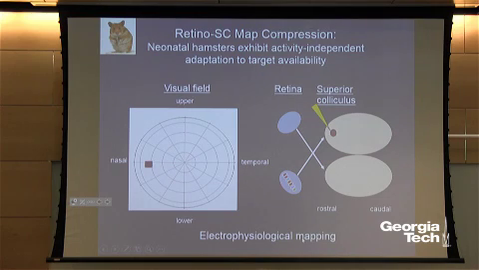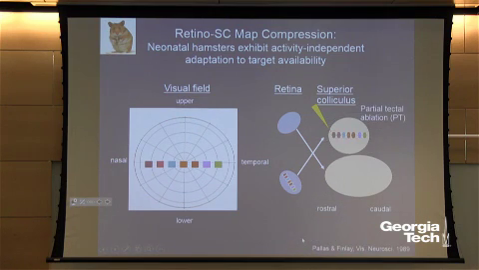So if we were to move our electrode along to different locations in the tectum, we would find that we would get a progressively different location of the visual field that it is representing there. Now, if we remove half of that superior colliculus at birth in these really immature animals, we find the same thing. The map has now scrunched itself down onto the smaller target.